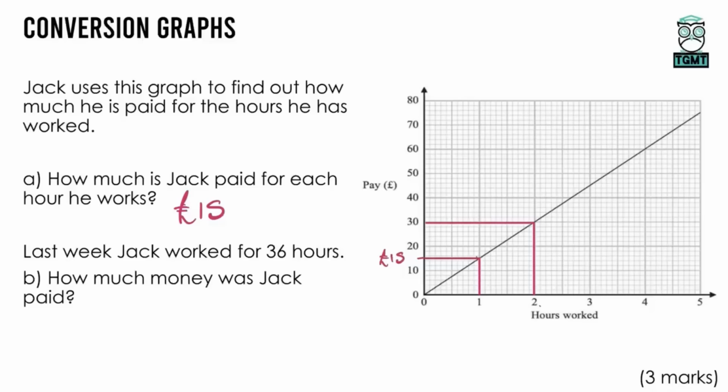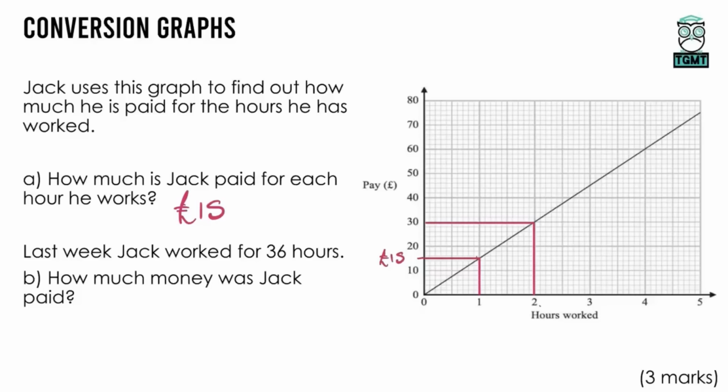Now, unfortunately, we don't have a number on the graph here, which is 36, so we can't read it straight off the graph. However, we can use any of the numbers to actually get to 36. Now, as we know he was paid £15 for 1 hour, we could actually just multiply that by 36. But we could take any approach. We could go across from the 2, which was £30, and times that by 18. 2 times 18 being 36. We could get the 3 hours and times it by 12. We could get the 4 hours and times it by 9. There's lots of different ways of doing this.